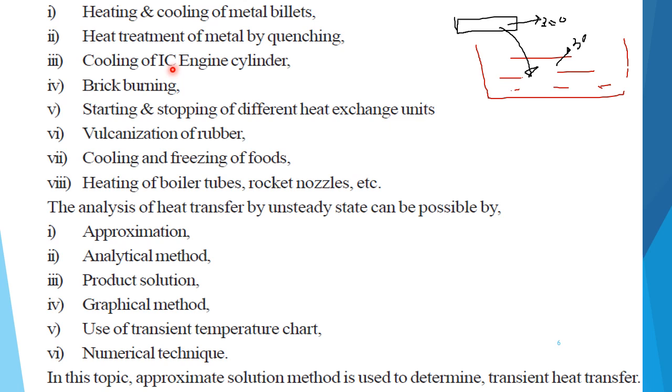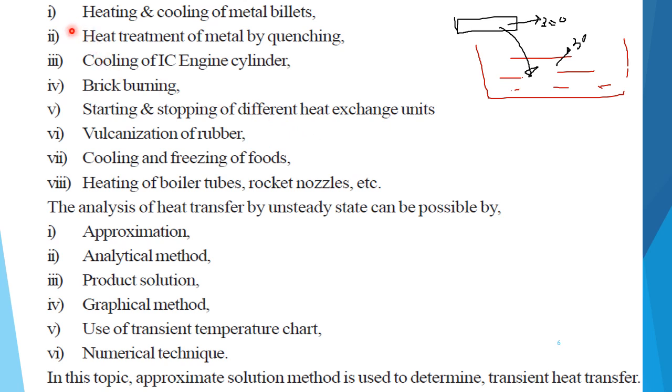When the engine is stopped, when there is a stationary engine, cooling is also observed. That is also unsteady state heat transfer, because temperature continuously varies with time. Other examples are brick burning, starting and stopping of different heat exchange units, vulcanization of rubbers, cooling and freezing of food, heating of boiler tubes, rocket nozzle, etc.